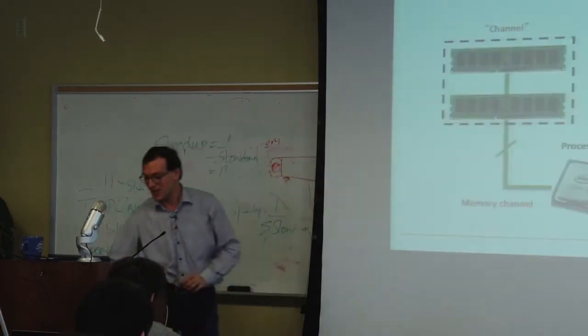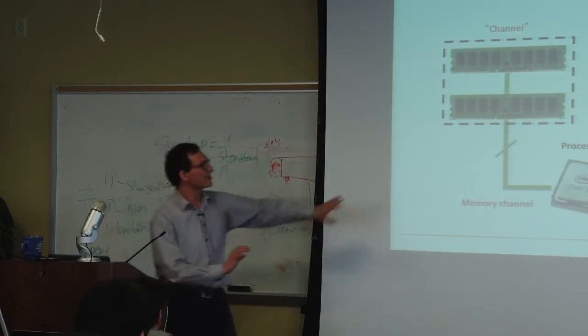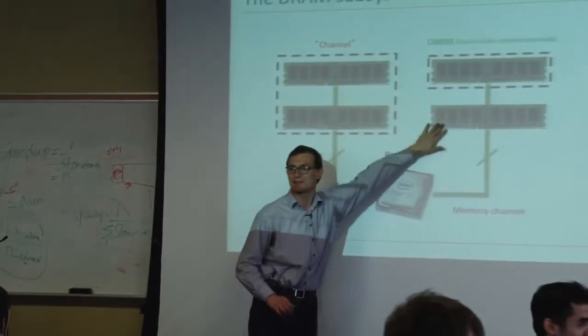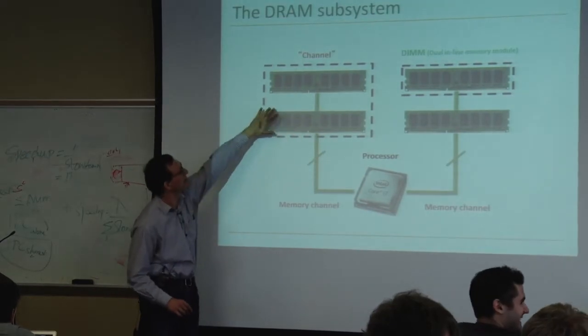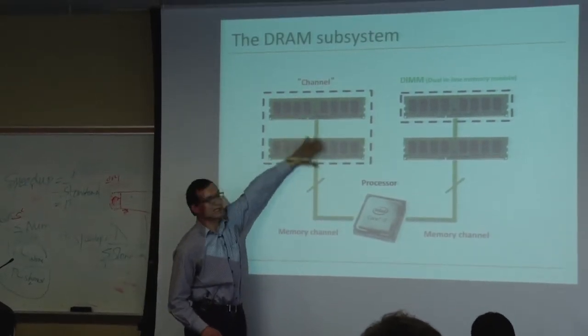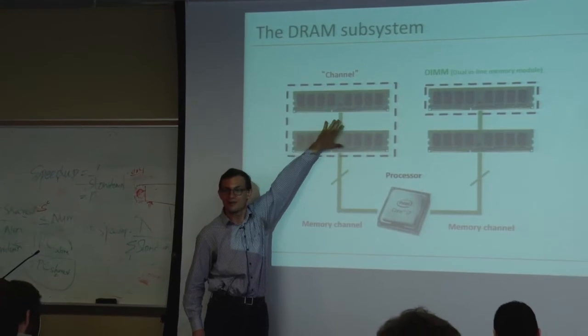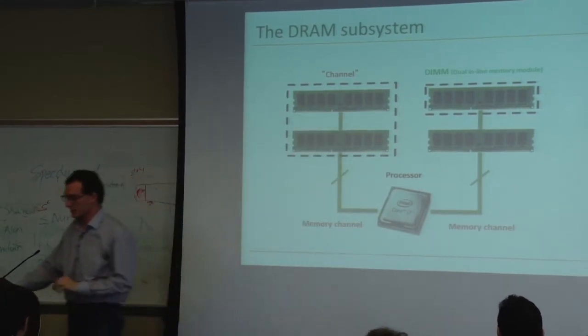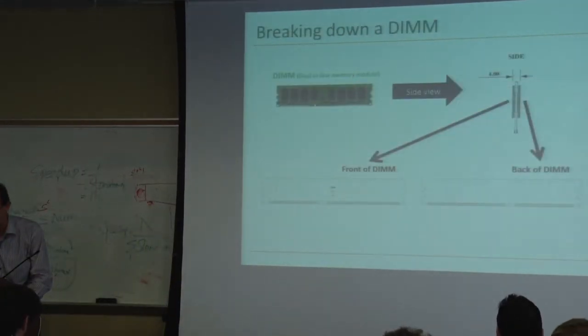So at the top, you have the channel, right? If you look at a processor, you have these different channels. They're completely independent of each other. And from each channel, you can have multiple DIMMs hanging off. And if you add more DIMMs, you actually get more capacity.